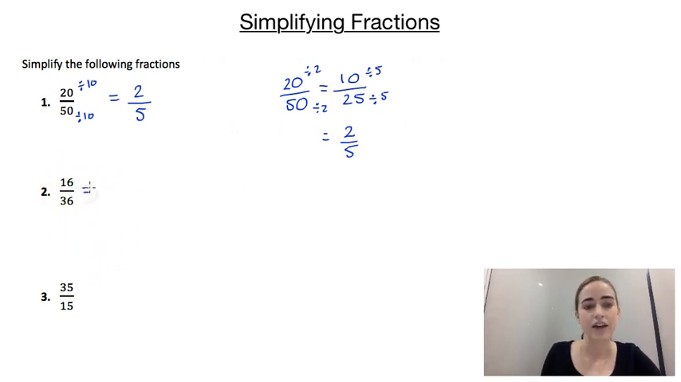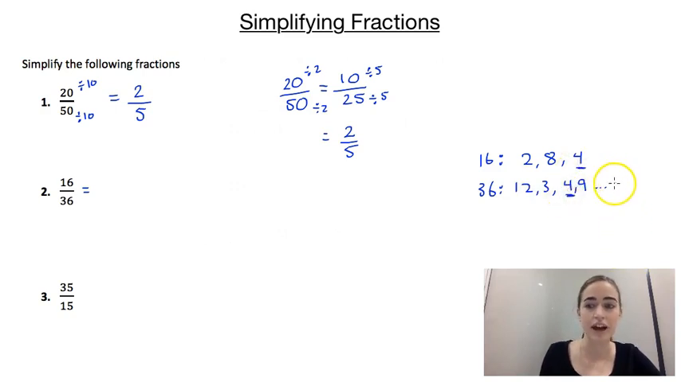So let's go ahead and have a look at their highest common factors. I know factors of 16 could be 2 or 8 or 4. I know that factors of 36 could be 12 and 3. They could be 4 and 9. And I can see that 4 is in both of those lists. You could also have a few more in there as well, but 4 is in both of those lists.